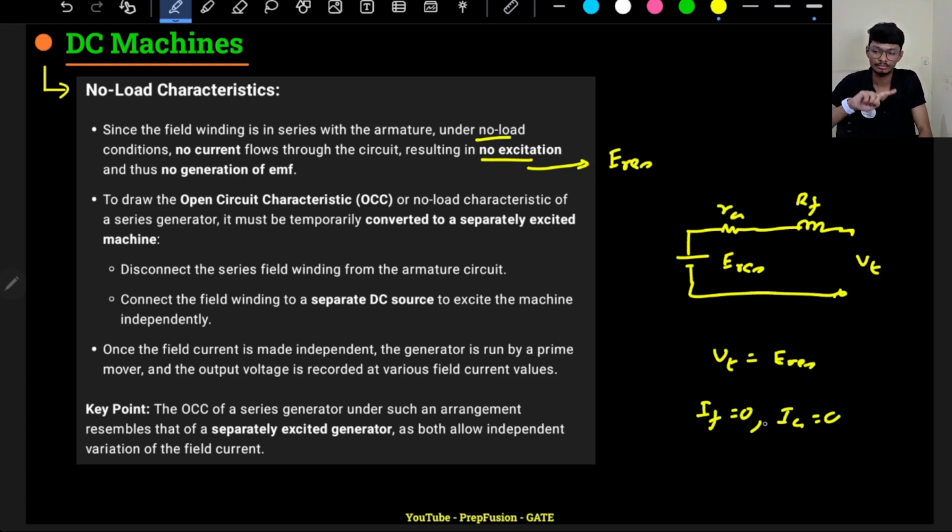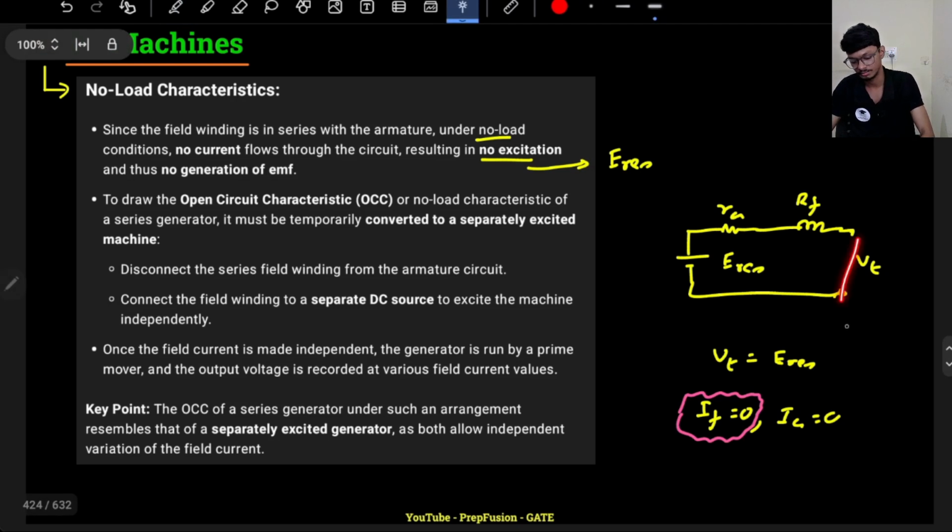Previously what was happening was a positive feedback. Initially I had some E residual, due to that some IF current was flowing, IF was non-zero, and due to that there was positive feedback: IF was increasing, hence the flux was increasing, hence the E induced was increasing. But here there is no possibility of positive feedback because my field current itself is 0. The field current and the armature current are in series with each other in case of no load, and there is no short circuit path. Previously it was shunt, so there was a short circuit path, right? That is the difference.